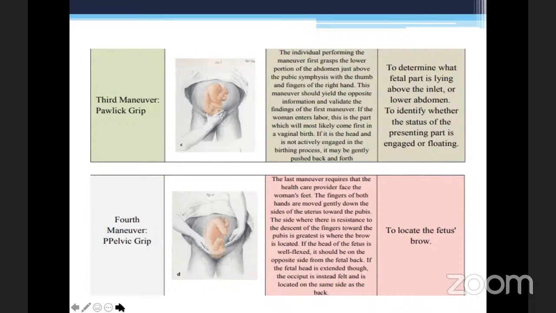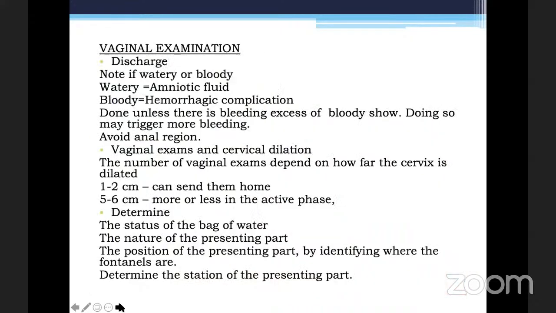And the last one is the pelvic grip, or the fourth maneuver. This time the examiner faces the maternal feet and grasps with two hands the sides above the symphysis pubis. It determines the fetal attitude and the degree of fetal extension, so they will know whether the fetal back is extended or the fetal small parts are in flexion, and we will be able to locate the fetal brow. Next slide.